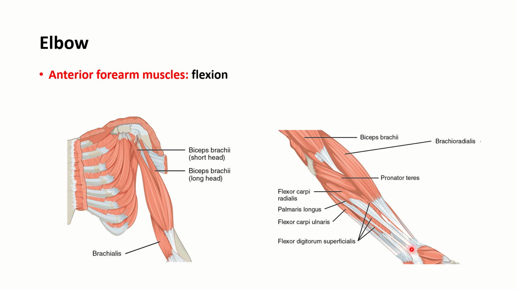The muscles in the forearm can cause flexion of the wrist or flexion of the fingers. Like this one, flexor digitorum superficialis or flexor digitorum profundus. Those are the muscles that can cause flexion of the fingers, and these other ones can cause flexion of the wrist. Brachioradialis can also cause flexion of the elbow.